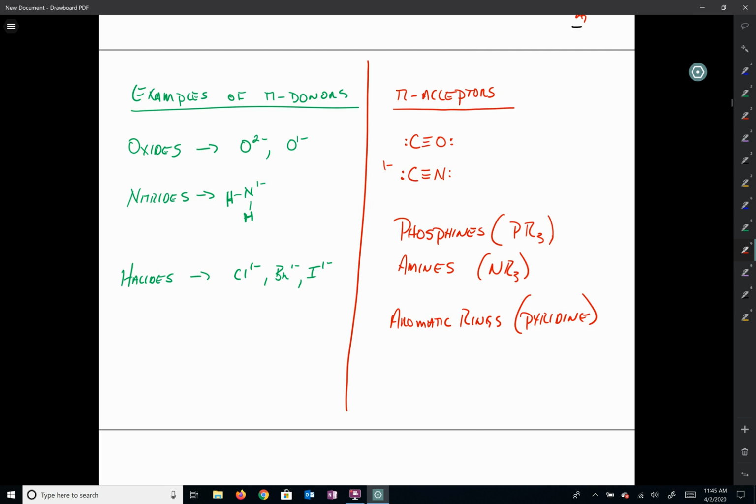So taking a look at pi donors, right, we have things like oxides and nitrides and alkoxides and aminos and halides, all this kind of stuff here. What I want to point out is that, again, if you want to sit here and memorize things, knock yourself out. But let's say we have some kind of atom that's bound to a metal, okay?